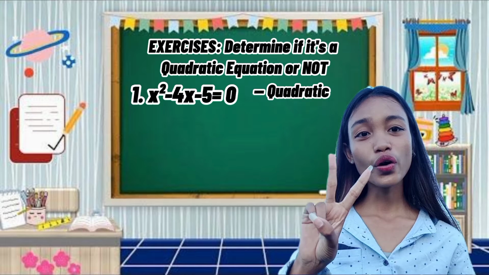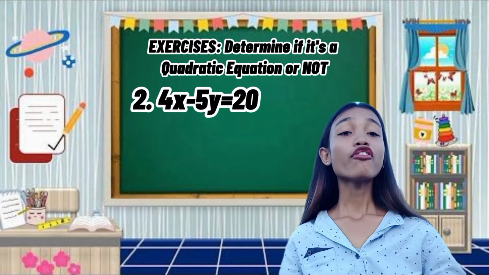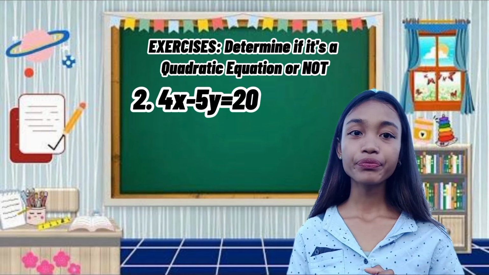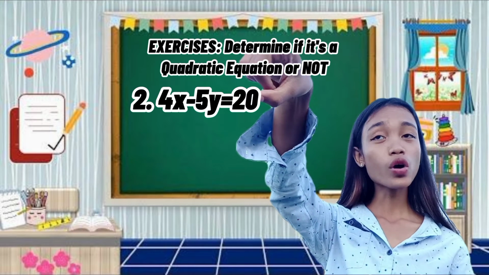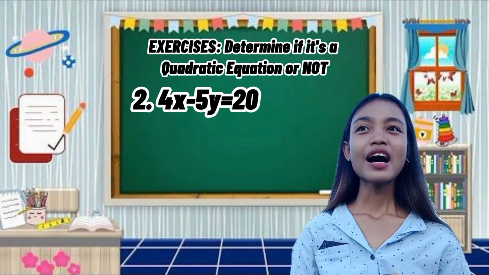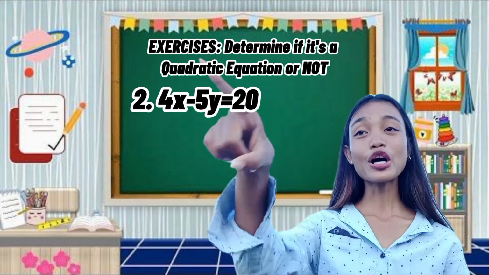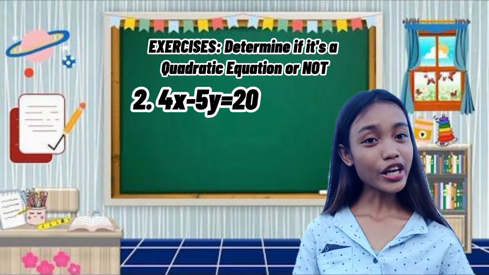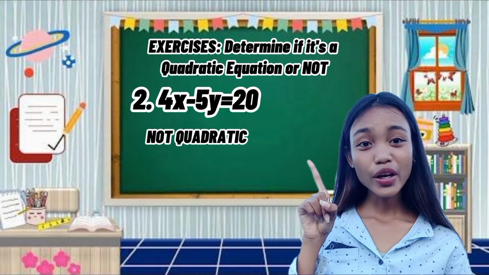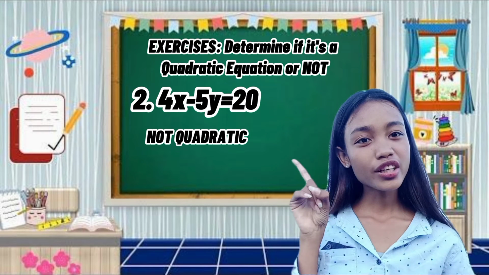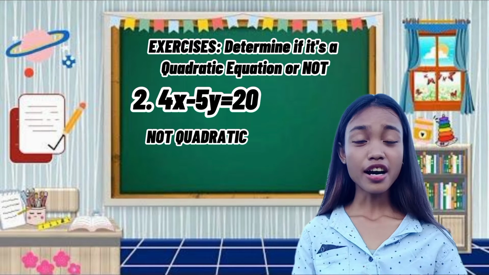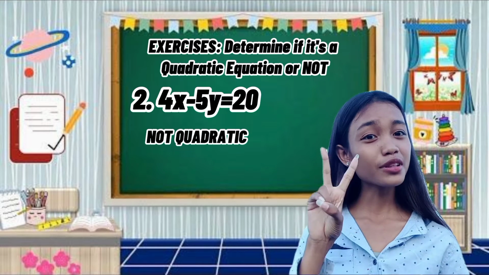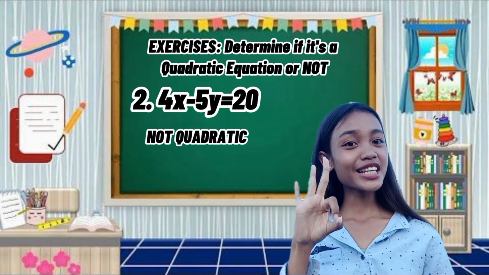Number 2 example will be 4x minus 5y equals 20. I want table 1 to answer, please. Okay, it's you, Pauline. Okay, it is not a quadratic equation because a quadratic equation is a second degree equation. Does example number 2 have a second degree? No. So let's proceed to number 3.